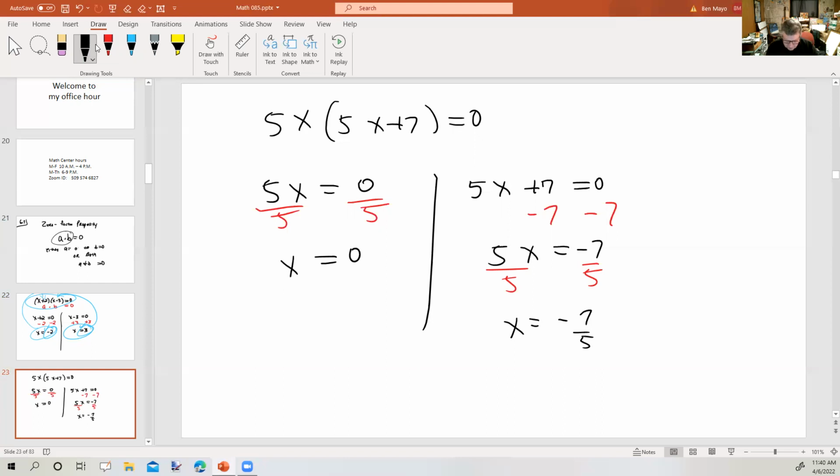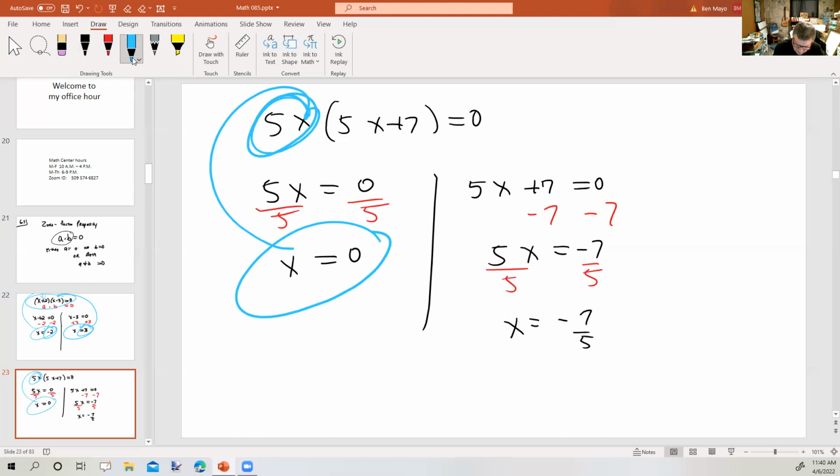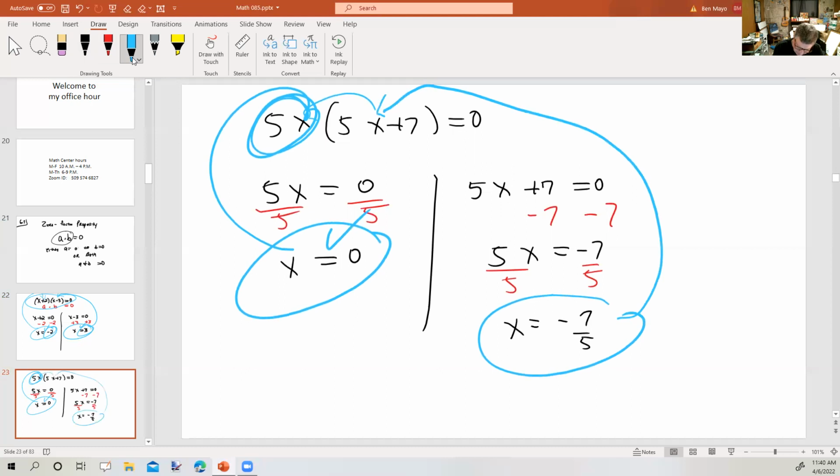Okay, let's check our work. If x is 0, 5 times 0 is 0, 0 times anything is 0, so that checks. If x is -7/5, if we put that in here, 5 times -7/5 would be -7. -7 plus 7 is 0. Anything times 0 is 0, and it checks. All righty.